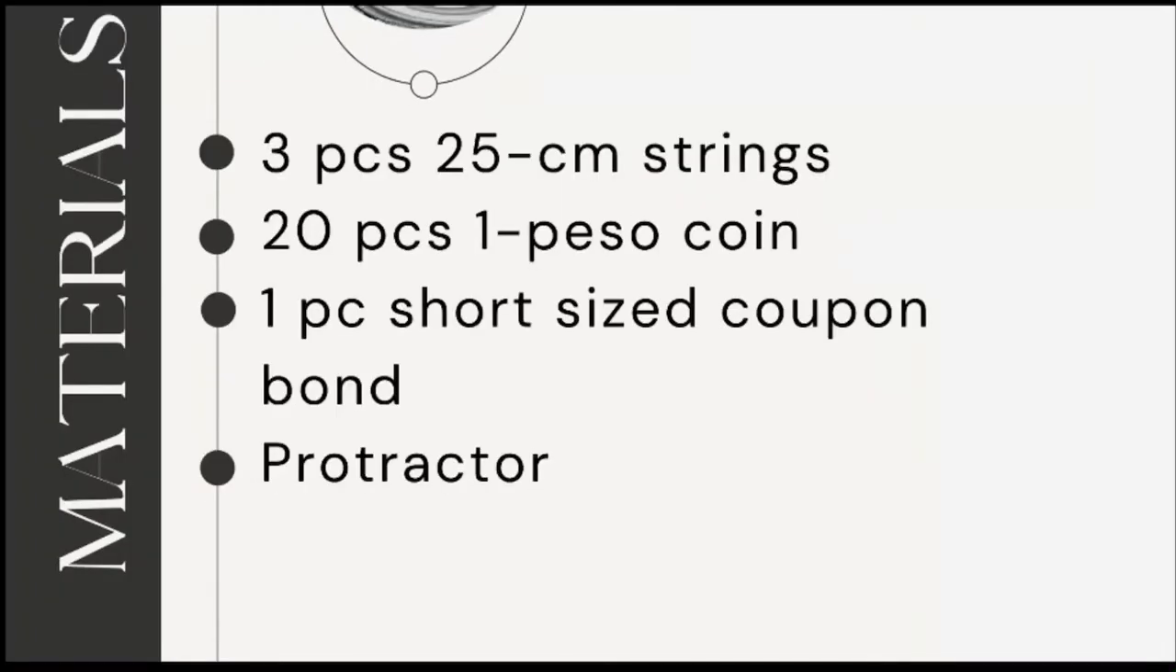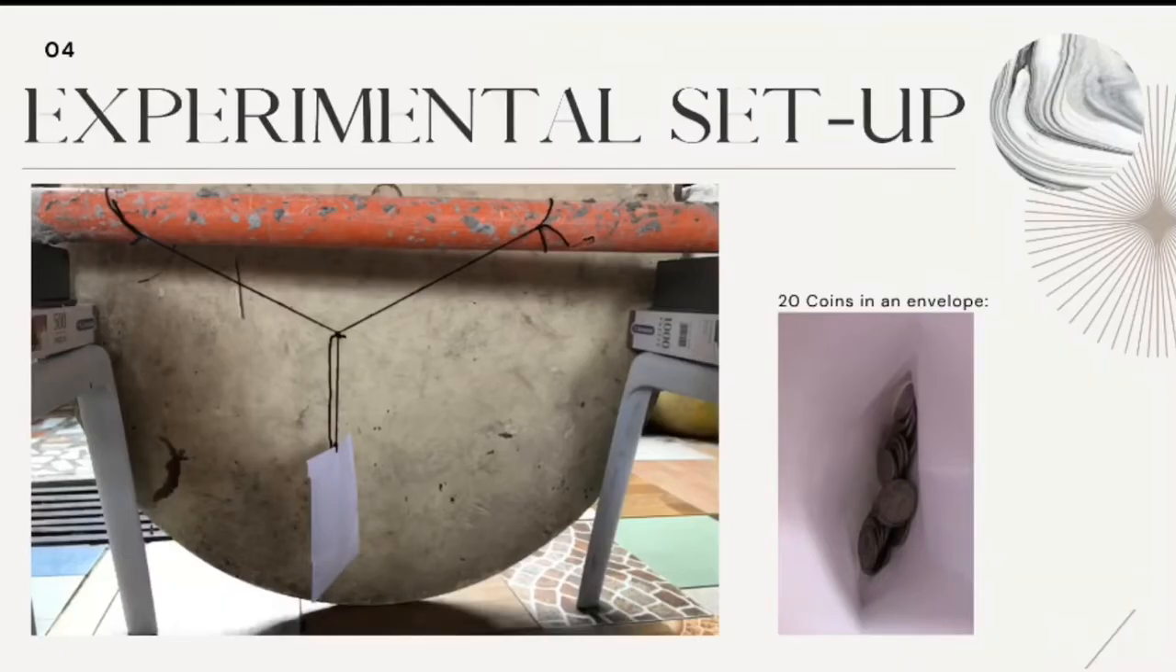The materials used are the following: 3 pieces 25 centimeter strings, 20 pieces 1 peso coin, 1 piece of short-sized cotton bond, and a protractor. As seen, the setup in this lab at home experiment are 2 chairs and blocks of the same height, a pipe connecting those 2 chairs, the yarn, which is the string used, and the envelope that contains 20 coins.